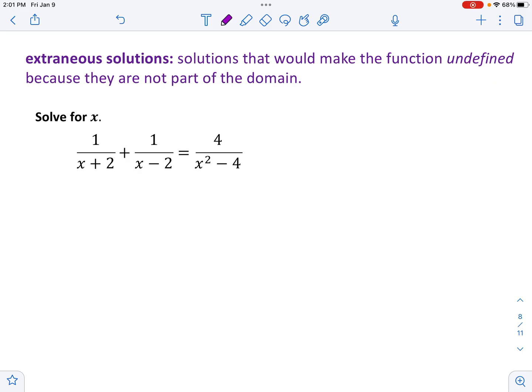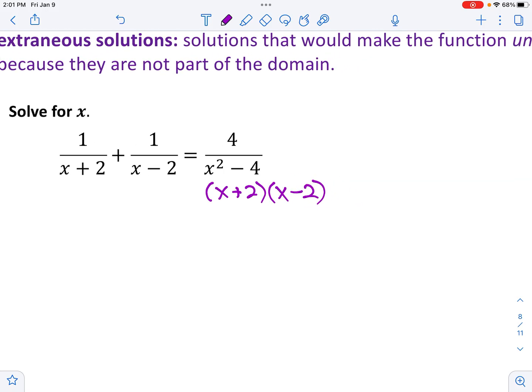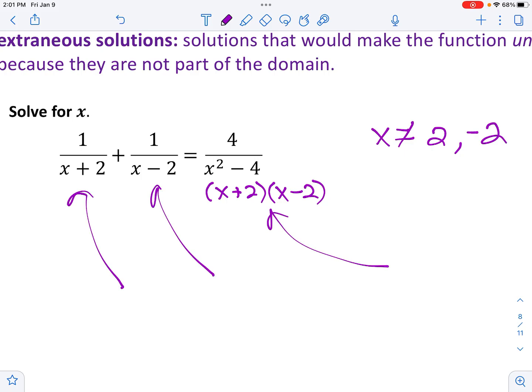So what does that mean? Well, let's look at this problem right here to help us figure that out. I know that this x squared minus 4 part would factor to x plus 2, x minus 2. Now, even before I start this problem, I probably would say something like this. I know that x in this problem cannot be equal to 2 or negative 2, because that would make the denominators equal to 0.